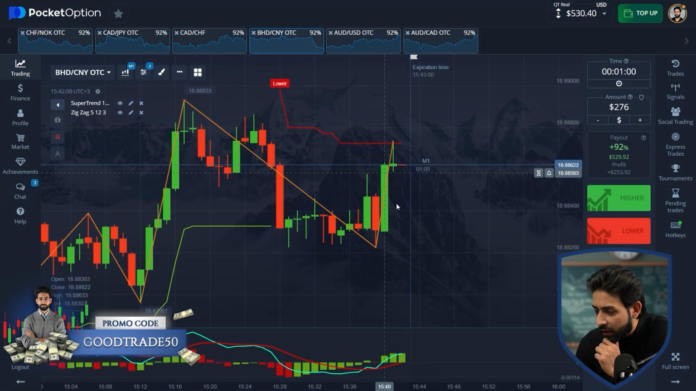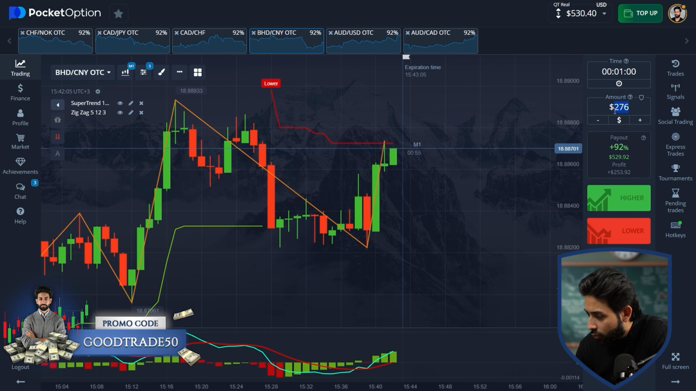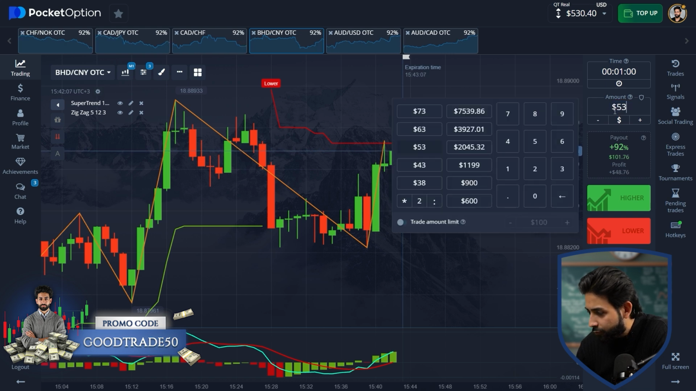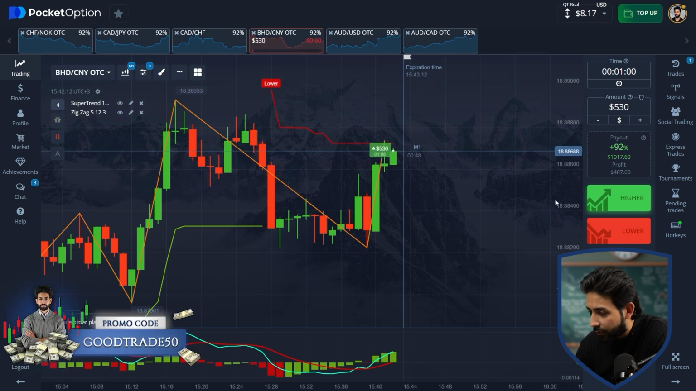Let's see BHD against the CNY. All right, let's set the bet amount to, let's go with 350. Oh, let's go with 530. Yes. Let's enter into a buy position.